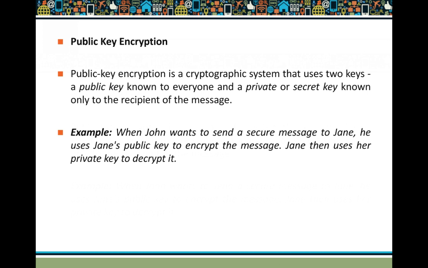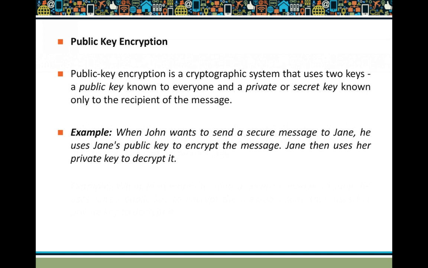Now we have the public key encryption technique. This is a cryptographic system in which we use two types of keys. One is a public key that will be known to all, and the second is a secret key. So the public key is known to everyone, and the private or secret key is known only to the recipient of the message. One key is kept public, and one is kept private.